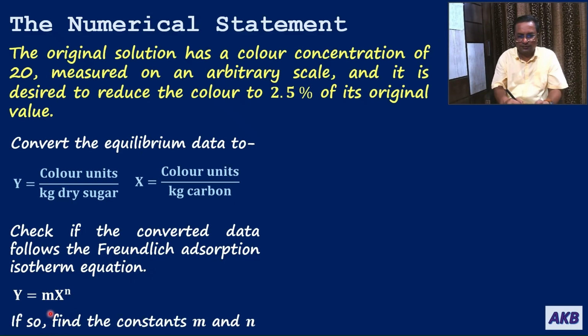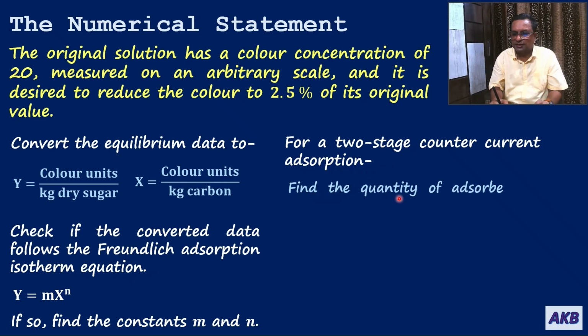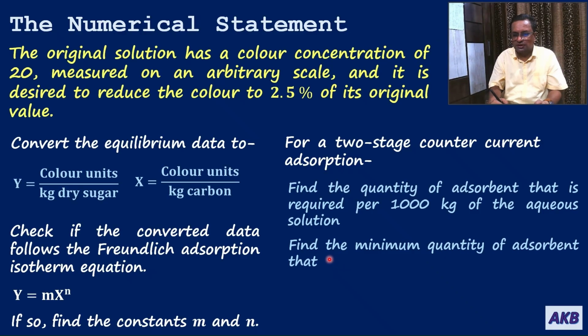If the values follow this equation, we have to get the values for constants m and n. M and n in this equation are constants. So if this equation is applicable, we have to find the values for m and n. Then for a two-stage countercurrent adsorption operation, we are supposed to find the quantity of adsorbent that is required per 1000 kg of the aqueous solution. And for the same case, we are supposed to find the minimum quantity of adsorbent that can be used.